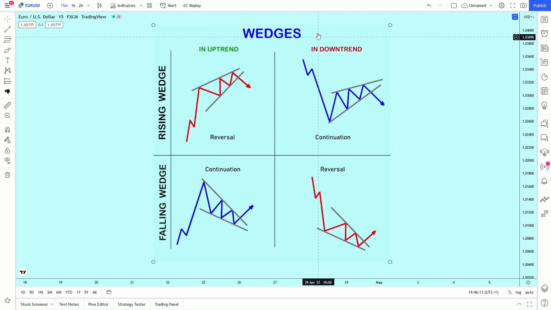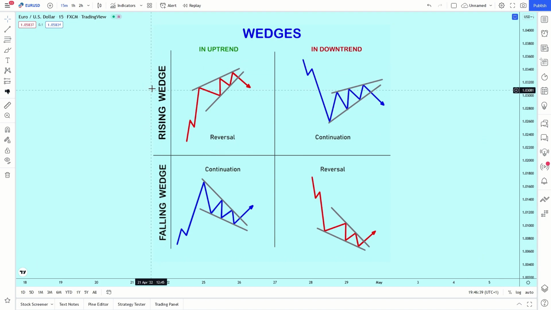Next, I want to explain wedges. They're a little bit tricky because we consider them both as reversal and continuation chart patterns. I recommend you to stop the video and take a screenshot because this picture will help you a lot and there will be no confusion about when they are considered a reversal or continuation pattern.